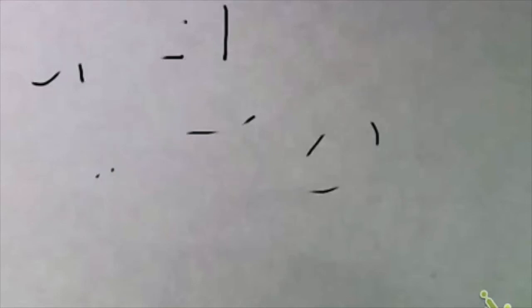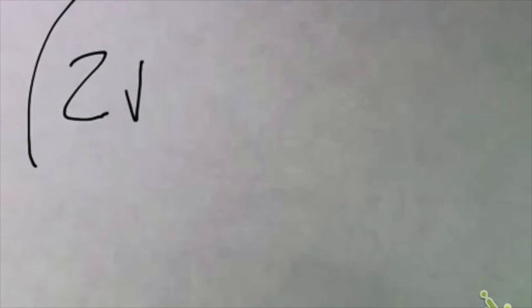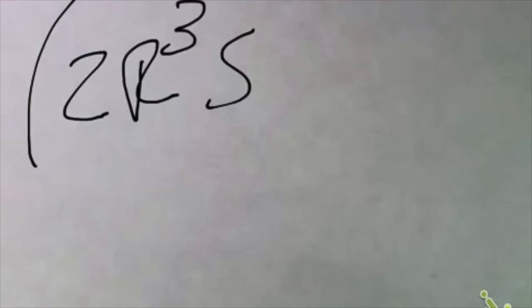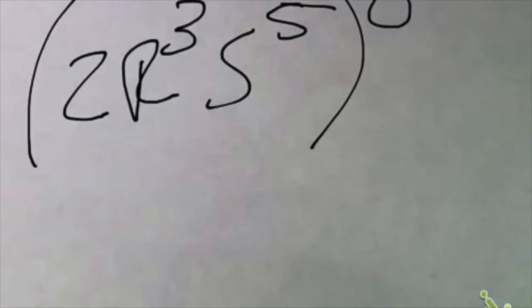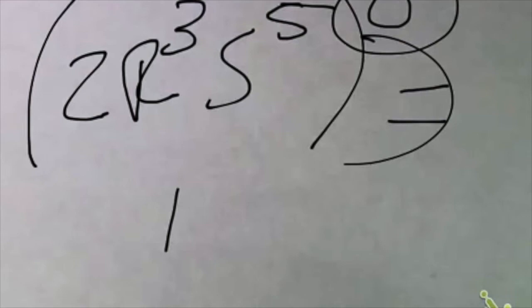An example of this would be, let me erase this real quickly. An example of this would be parentheses 2r to the cube s to the 5th power to the 0. It looks a lot harder than it is, but it's just equal to 1, because anything to the power of 0 is always going to be 1. So that is your answer.